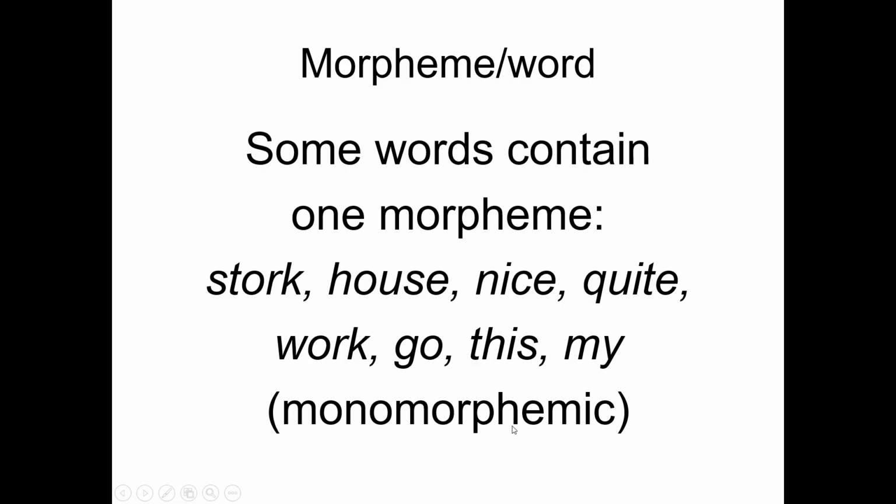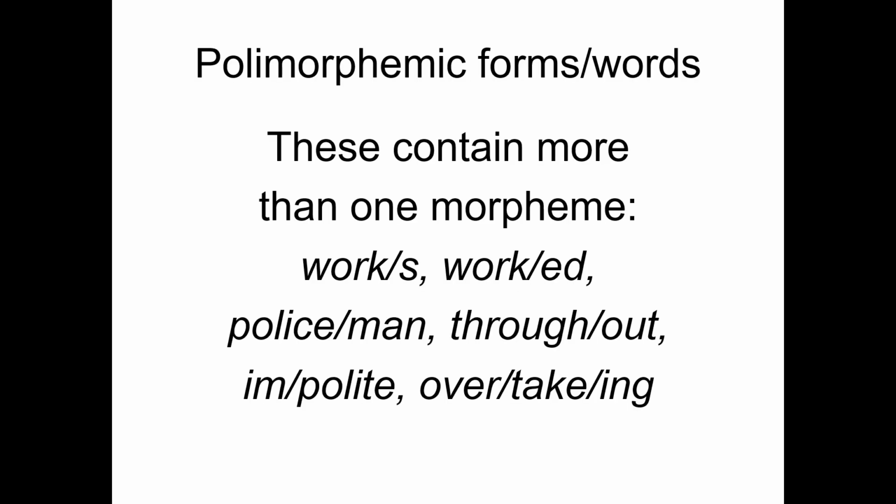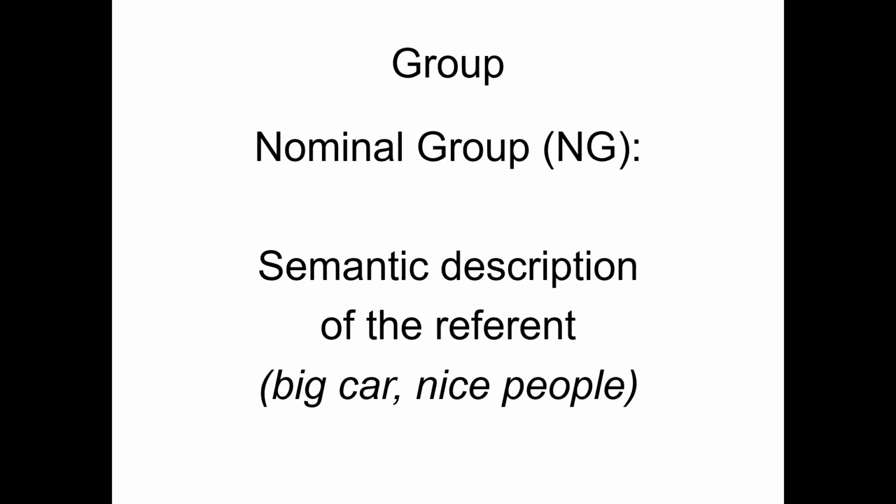So you will call them monomorphemic. Mono means one, so these words contain only one morpheme, as opposed to polymorphemic words and forms, which contain more. Poly means many, more morphemes. So he works, my daddy works. Work plus s, two morphemes. I was overtaking the truck moving in front of me. Overtaking. So these are polymorphemic words.